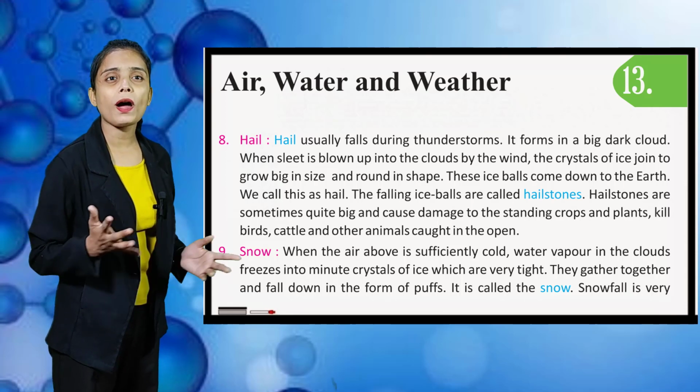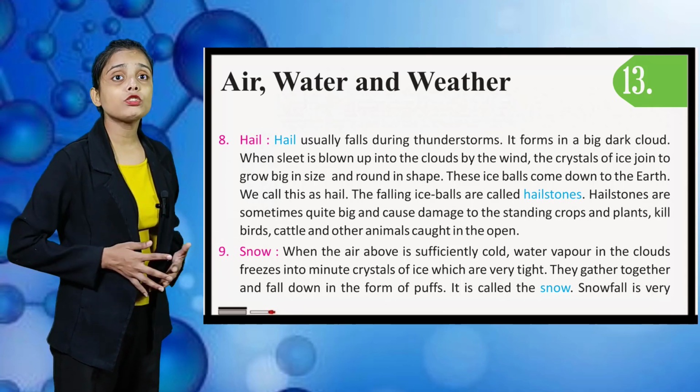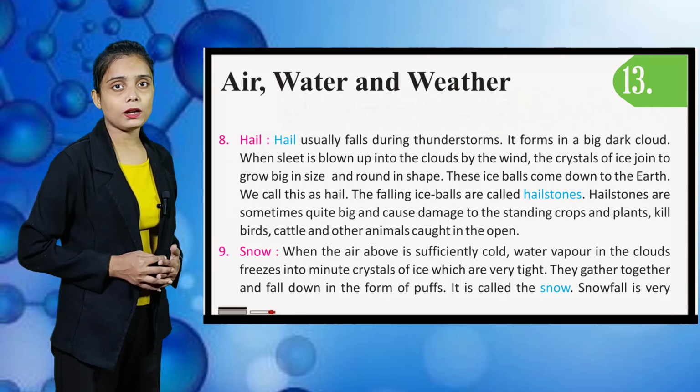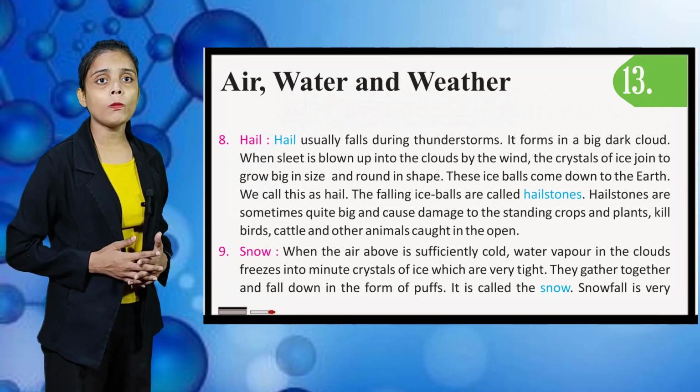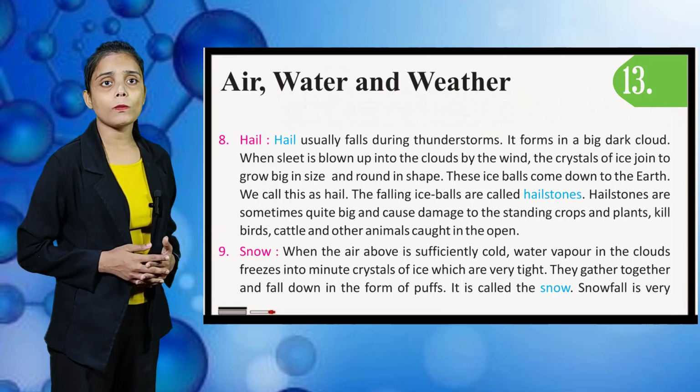Hailstones are sometimes quite big and cause damage to the standing crops and plants, and kill birds, cattle and other animals caught in the open.